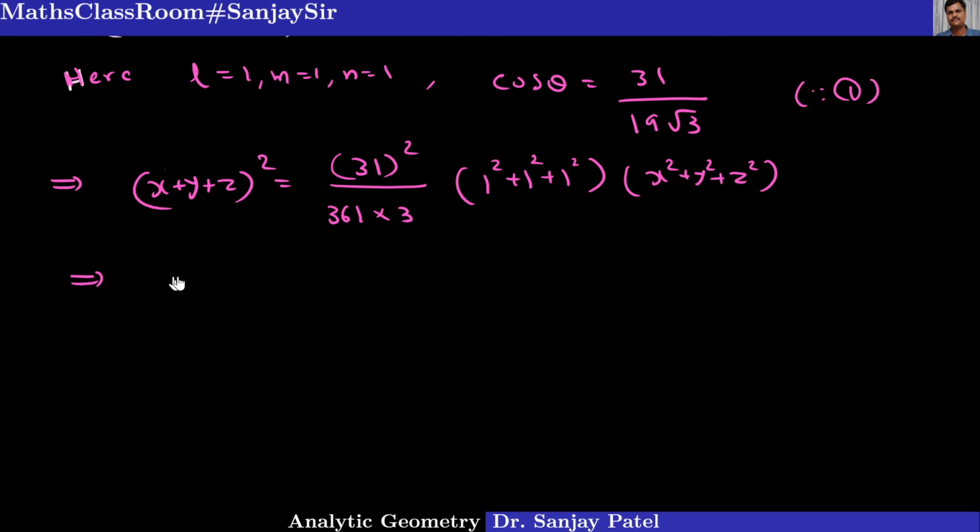If you want the answer, you can write this as 31, and this is say 1083 into (x plus y plus z) whole square is equal to this 961 into (x square plus y square plus z square). That we can check. This 3 will be, just a minute, let me check. I think it is not proper. This 3 will be cancelled with this 3, so it is not this way.